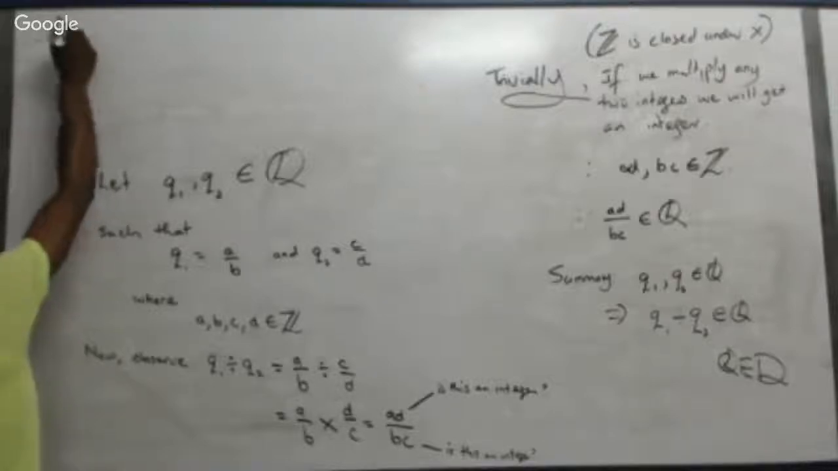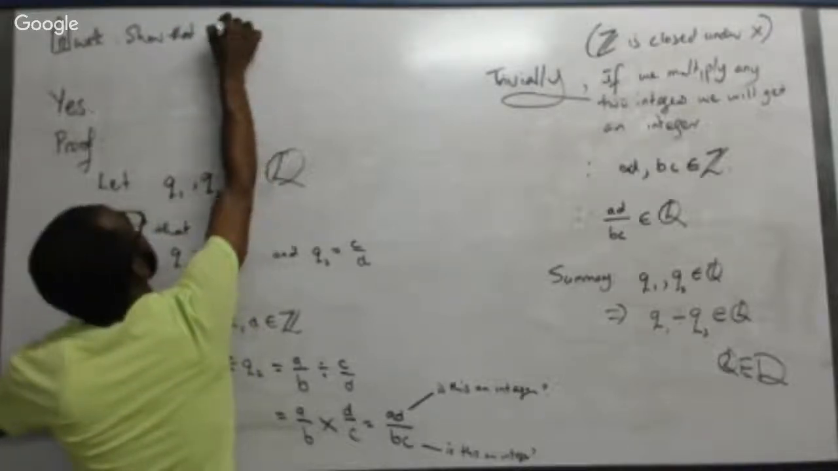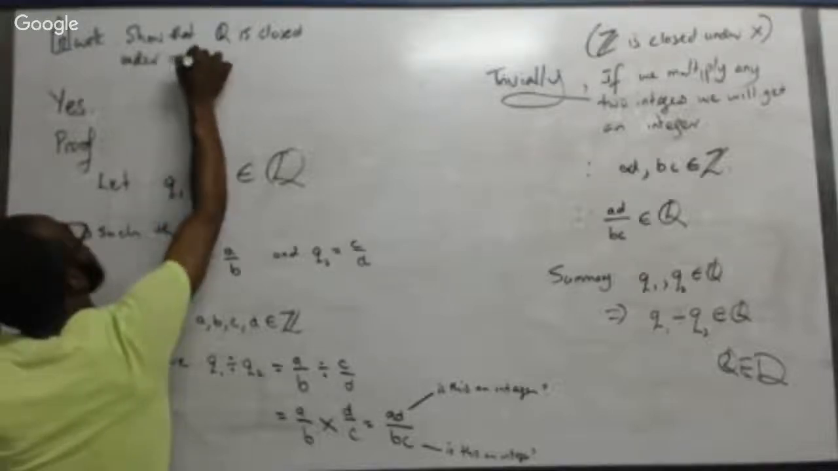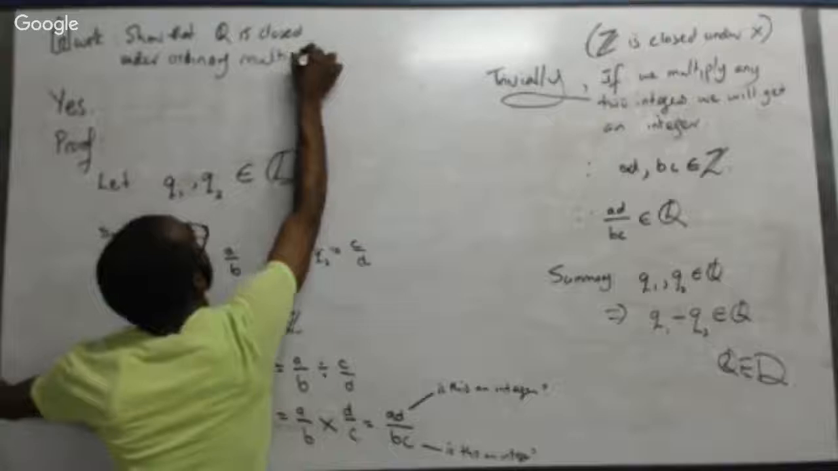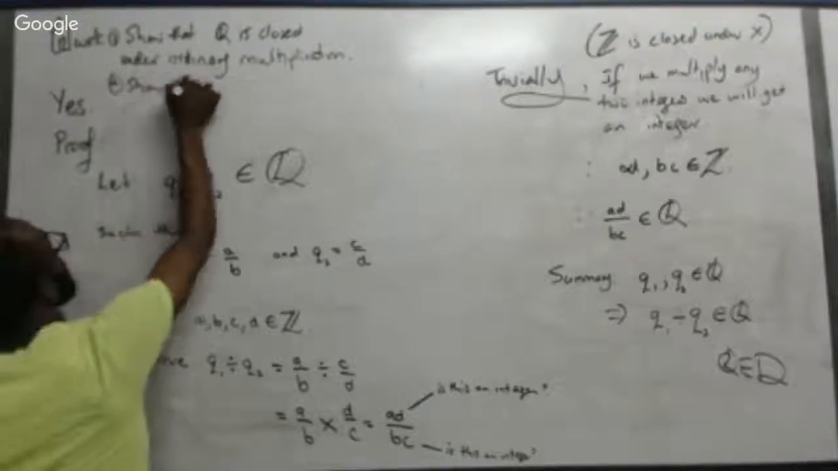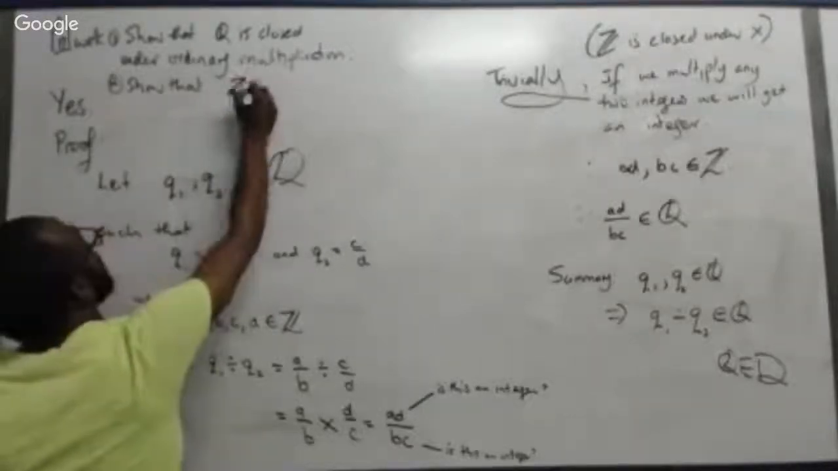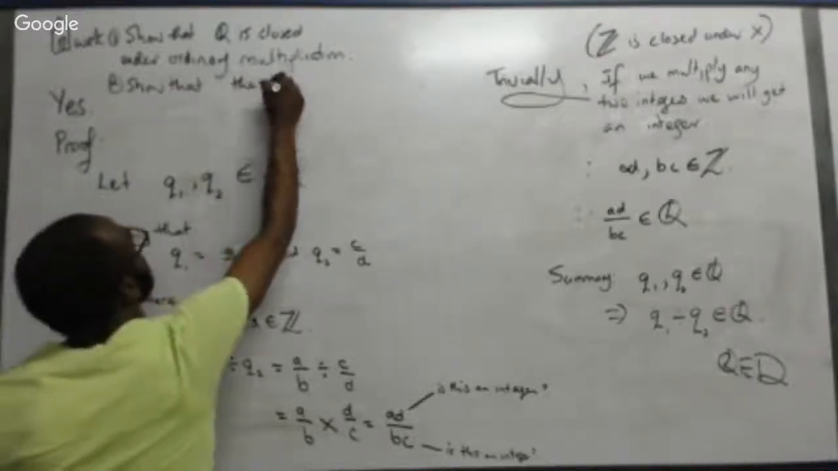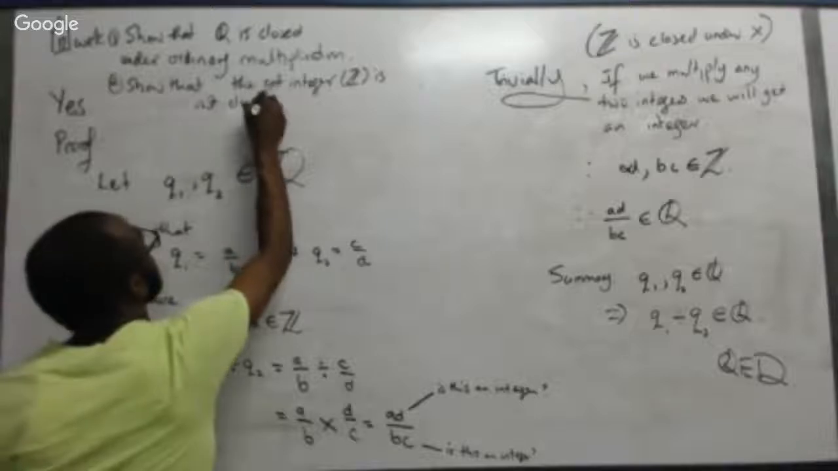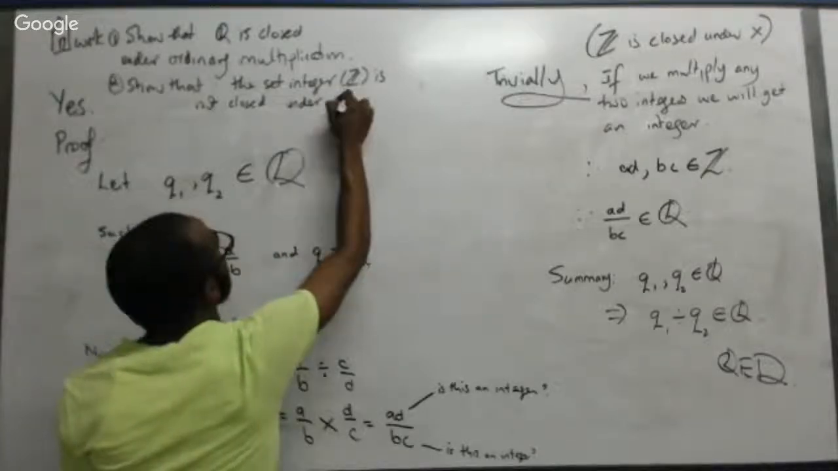Homework. Show that Q is closed under ordinary multiplication. That's 1. 2: Show that the set of integers Z is not closed under ordinary division.